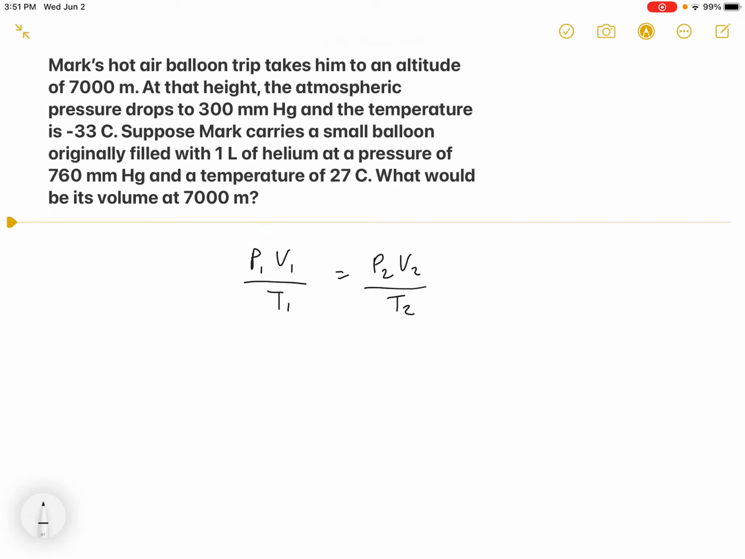So the question tells us that Mark's hot air balloon trip takes him to an altitude of 7,000 meters. At that height, the atmospheric pressure drops to 300 millimeters of mercury and the temperature is negative 33 degrees Celsius. Suppose Mark carries a small balloon originally filled with 1 liter of helium at a pressure of 760 millimeters of mercury and a temperature of 27 degrees Celsius. What would be its volume at 7,000 meters?